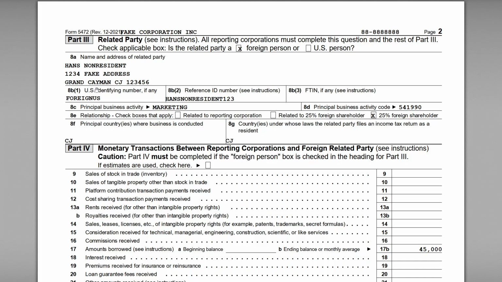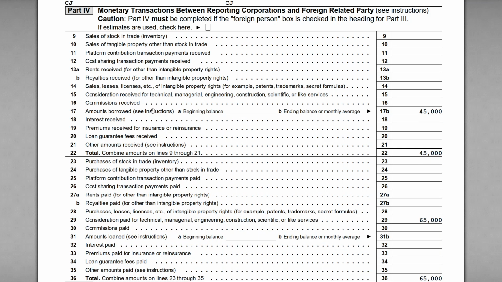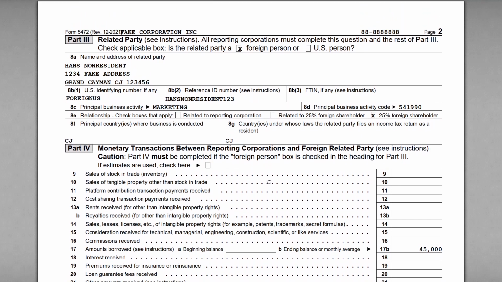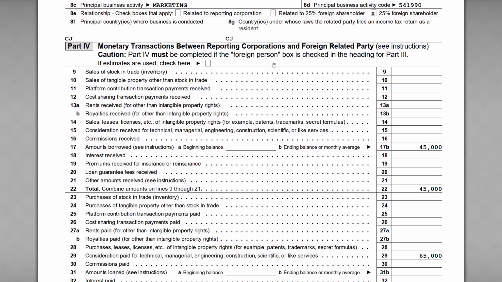So in this case, we've got Hans here. He's the foreign shareholder. That's a related party because there are transactions occurring between the two of them. And so we've entered his name here. And then Part 4 is where we list all of those monetary transactions that are occurring between this related party and the reporting corp. So Part 4, you can see here, it's titled Monetary Transactions between the reporting corp and foreign related party. Part 4 must be completed if the foreign person box is checked in Part 3. So right up here, we've indicated that the related party is a foreign person, so we've got to complete Part 4.